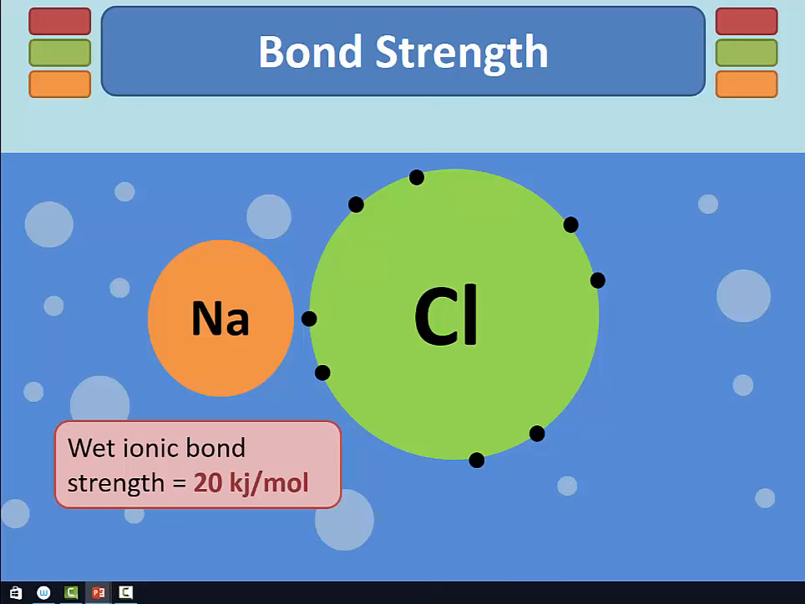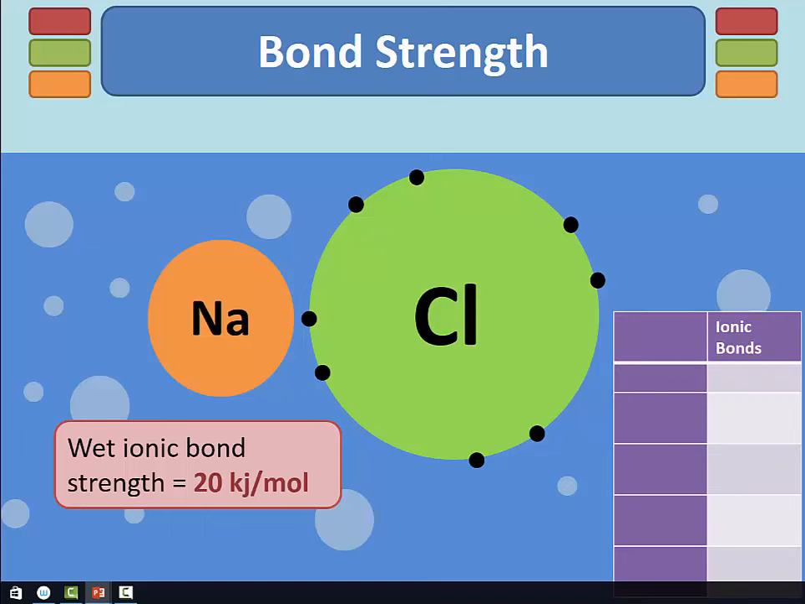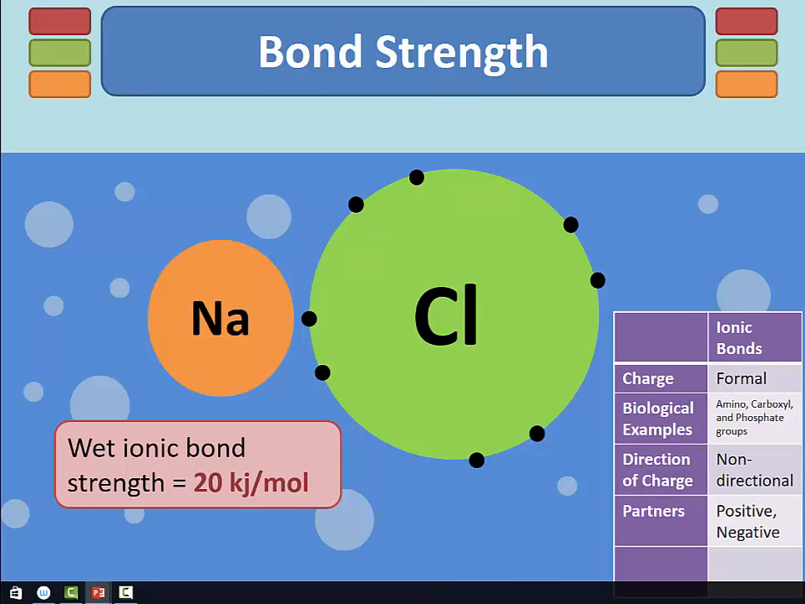In order to better compare them with other weak bond types, let's summarize the essential characteristics of ions and the resulting ionic bonds. First, ions carry a formal charge. While some ions are atomic, many biological ions are formed from functional groups. Ionic bonds lack a specific direction. They also require complementary partners, meaning that a positive ion can only bond with a complementary anion and vice versa. Finally, we will compare their bond strength of 20 kilojoules per mole with the strength of other bond types.